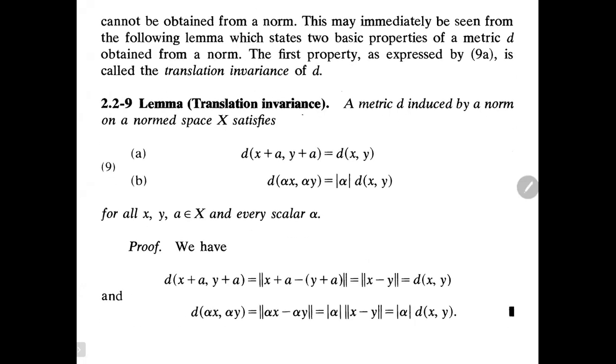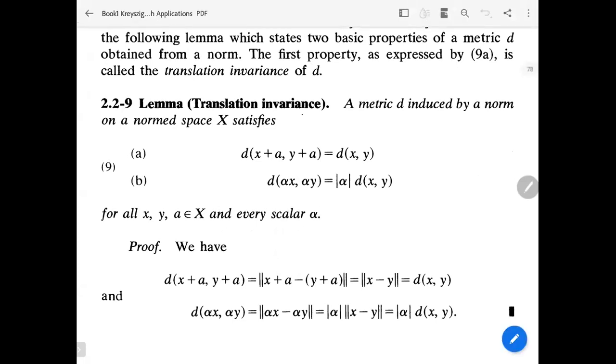This lemma provides a criterion. If a metric d is induced by a norm on a norm space X, then this metric satisfies these two properties, where x, y, and a are any vectors in X, and alpha is any scalar.